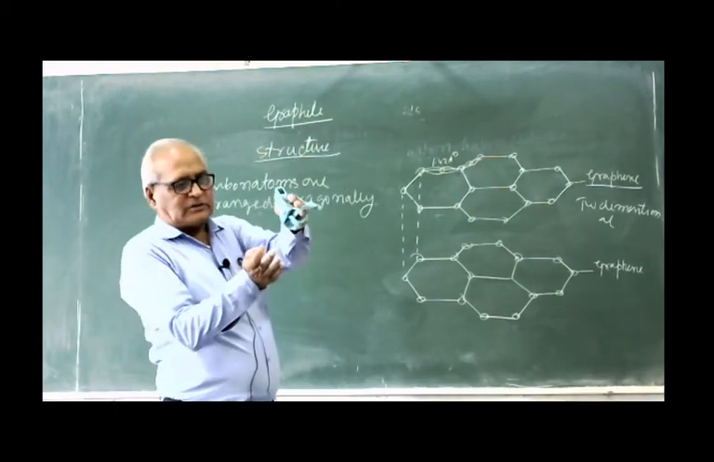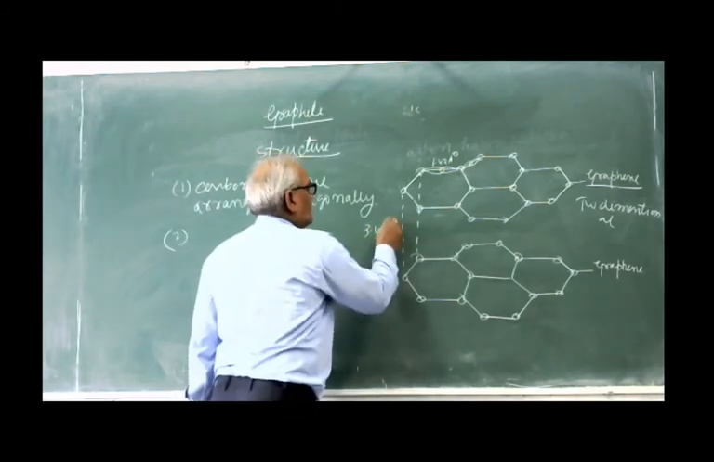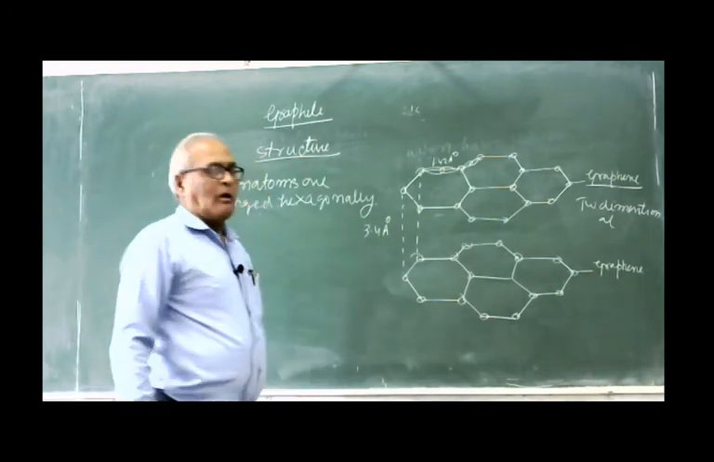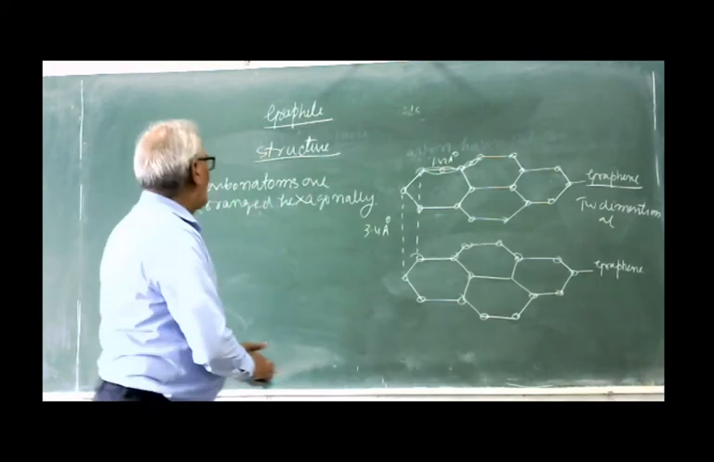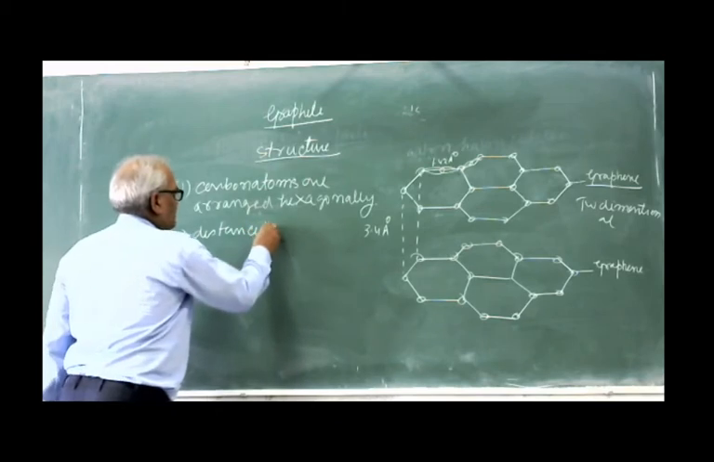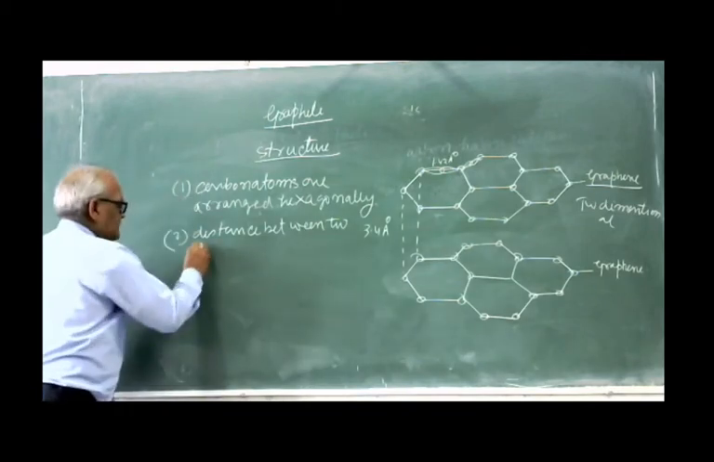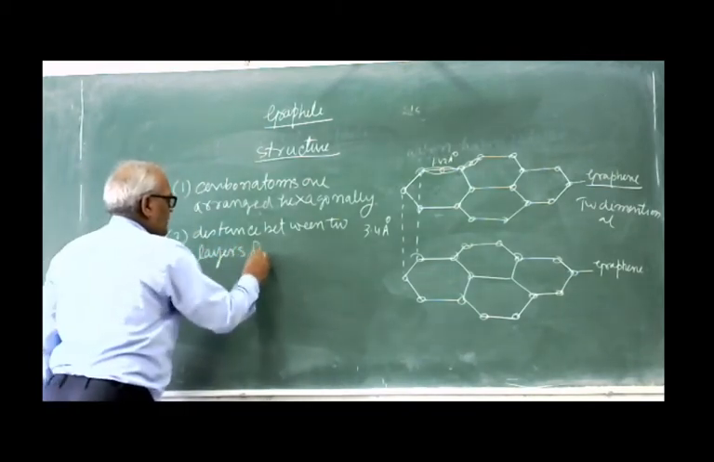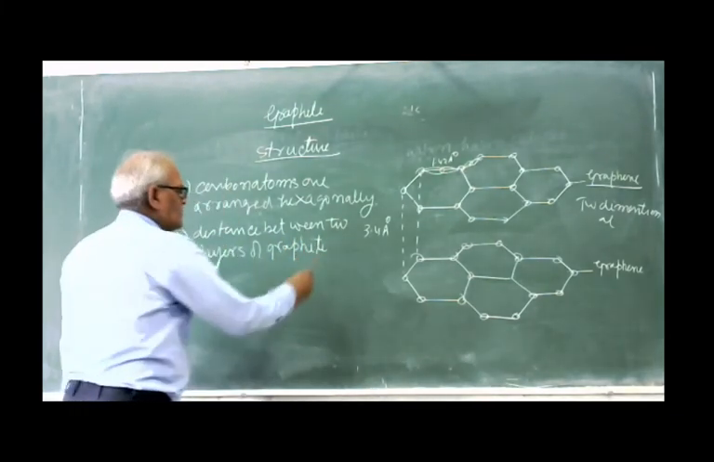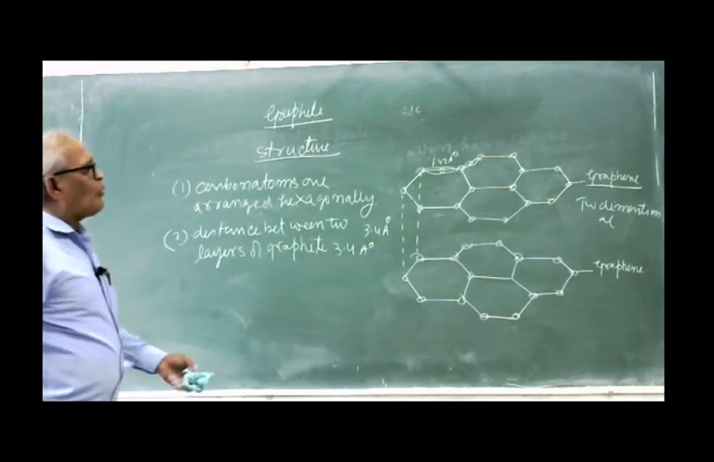So what is the distance between two graphene? This is the 3.4 angstrom. So distance between two graphene, between two layers of graphite, 3.4 angstrom.